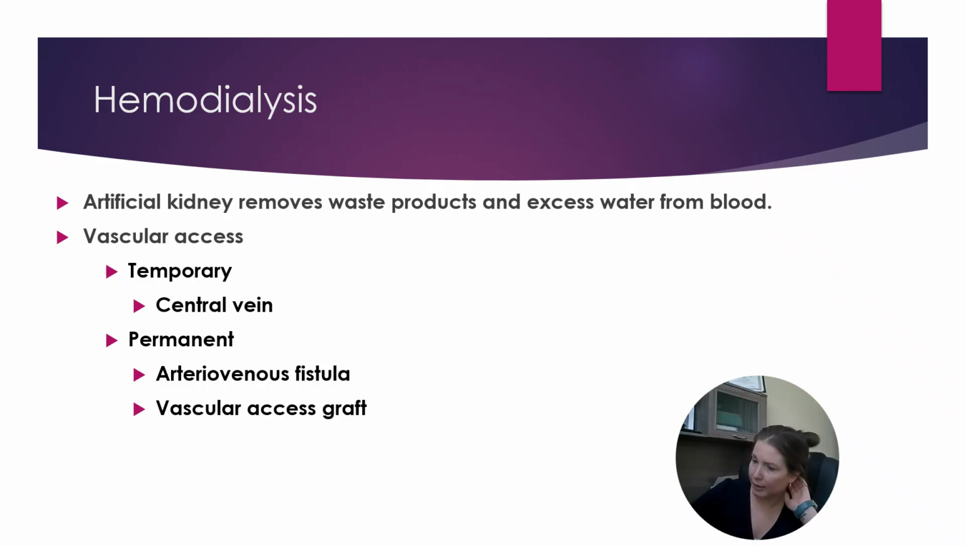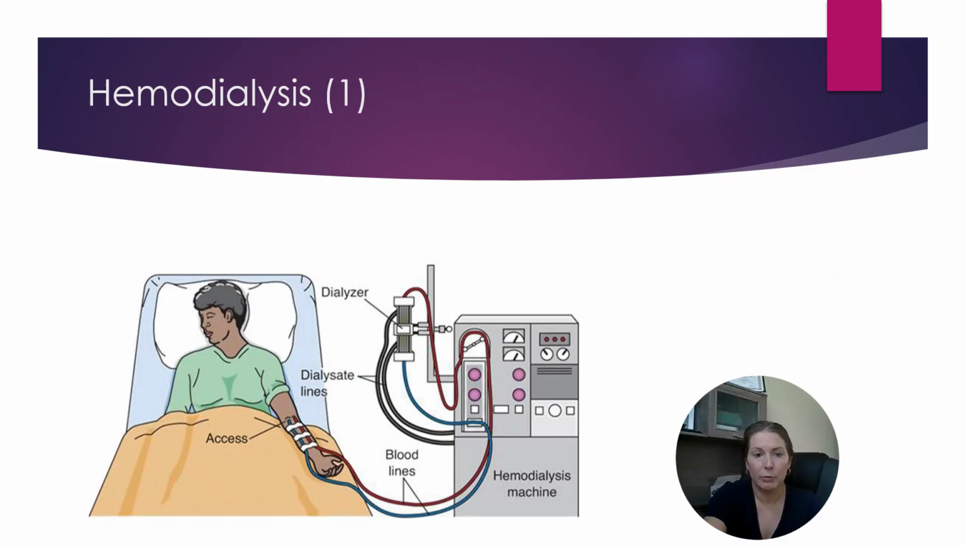When we assess a fistula or graft, we want to listen for the bruit and thrill. So our bruit, that's going to be the whooshing sound, and then the thrill, whenever we put our fingers lightly on it, we'll feel that vibration. Okay, and we're doing that to assess patency. We want to do that once per shift. Okay.